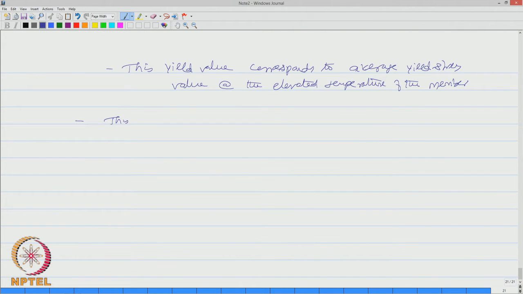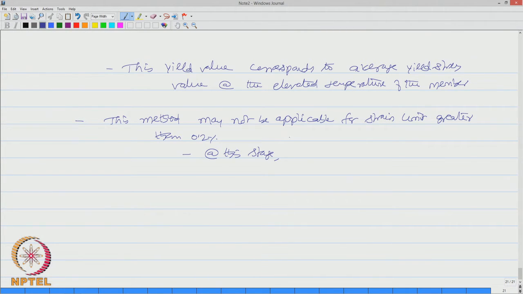This method may not be applicable for strain limit greater than 0.2%, because at this stage the reduction in modulus of elasticity will exceed the reduction in yield strength, and there will be no one-to-one correspondence. The correspondence needs to be there because this is an elastic design.